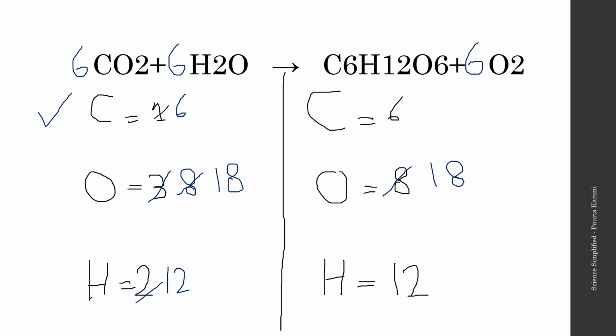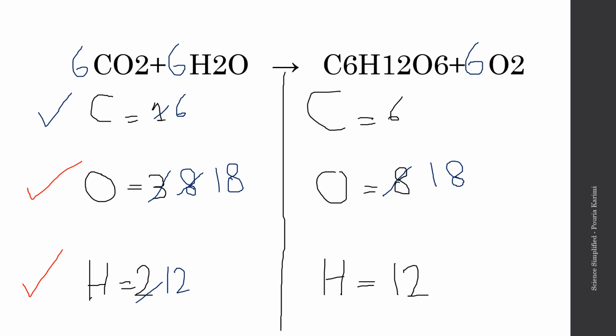Now let's check the other side. 6 times 2 is 12. 12 plus 6 is 18. This is fine too. Let's check the hydrogen. We should have 12 on both sides. 6 times 2 is 12. So this is 12 here. And then we should also have 12 here, which we do have. So that is it.